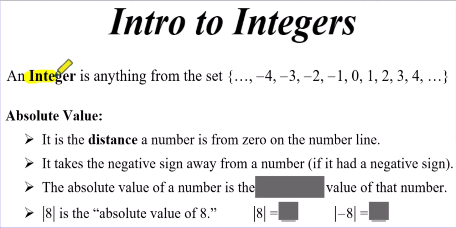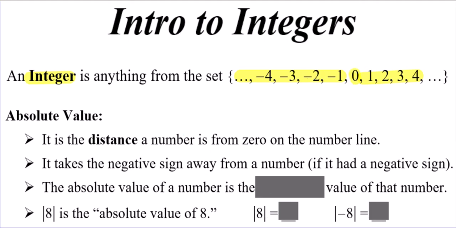An integer is anything from the following set of numbers. Notice it has 0, it has positive numbers, but it also has the negative counterparts of these positive numbers. It does not have any decimals or fractions, but it will have positives and negatives and 0.